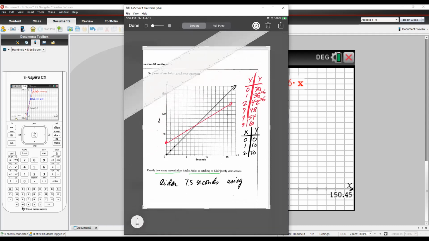That's Aiden. And if you look to see where they intersect, I'm going to make it blue. It's right about here. So if you look, this is 6, this is 7. It's almost right in the middle, so that would be 7.5 seconds. And then this is 50, 60, 70, and it looks like it's about 75. So this graph is our justification for this statement.